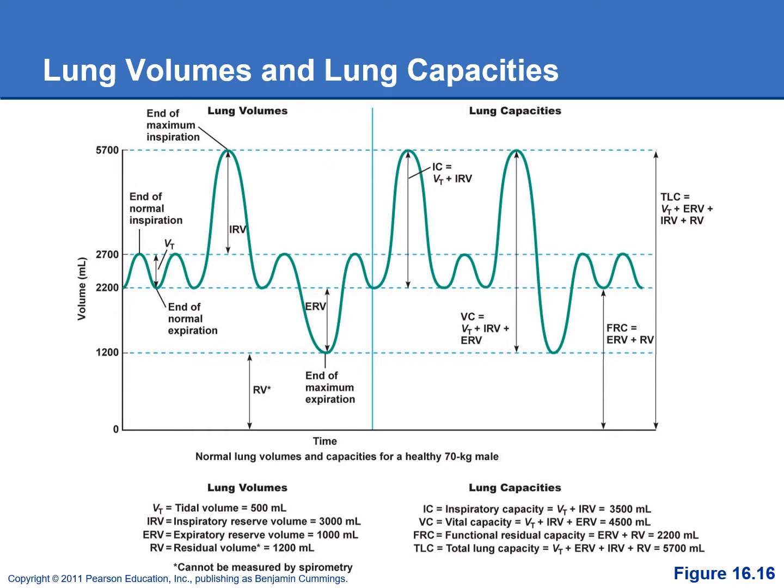And then the functional residual capacity is how much air is left in the lungs at the end of the tidal volume. So you're just sitting there at rest, breathing in and out, and at the end of exhalation, how much air is left in the lungs. That's your functional residual capacity. And then the total lung capacity is just how much air total could the lungs hold at one time.